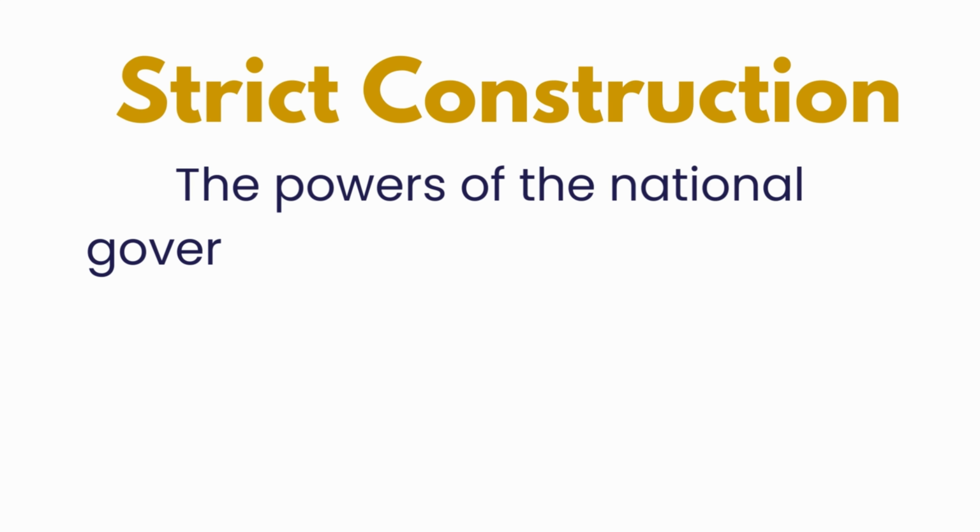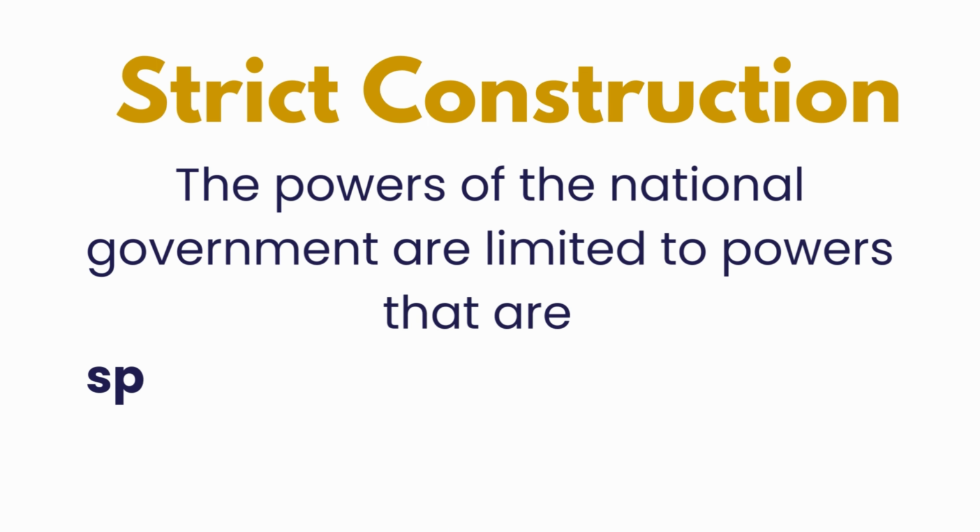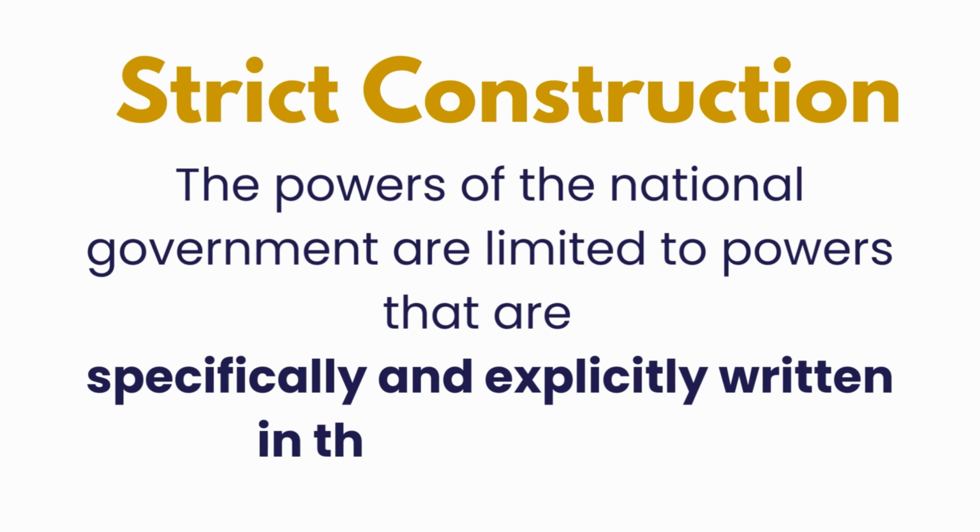Eventually, this type of reading the Constitution, where we're looking just specifically at what the Constitution explicitly says and explicitly gives power to the national government, that's called strict construction. And that's the type of interpretation that Jefferson and Madison decided to go with at this time. When they become presidents, it's going to be a little bit different.